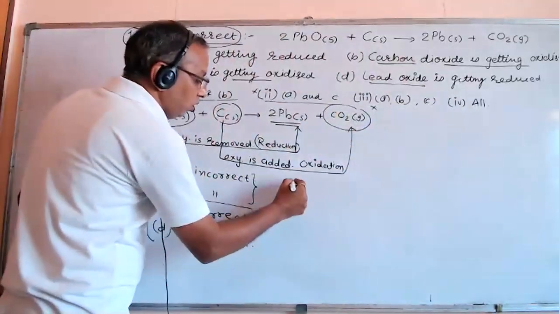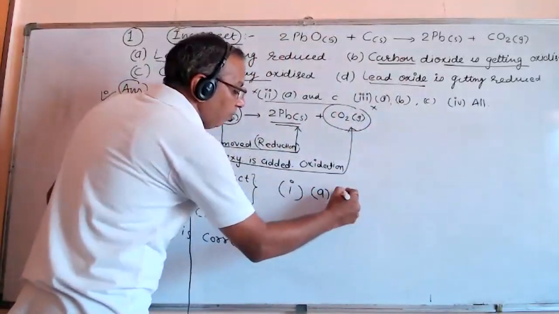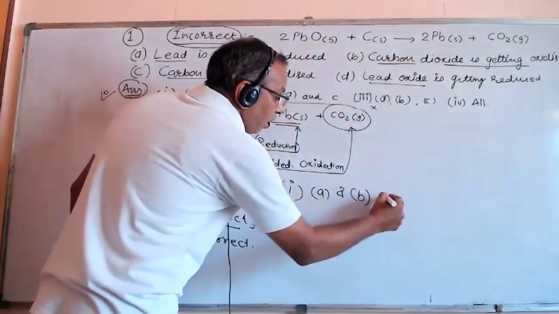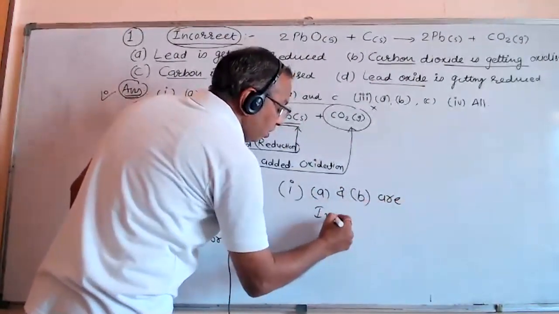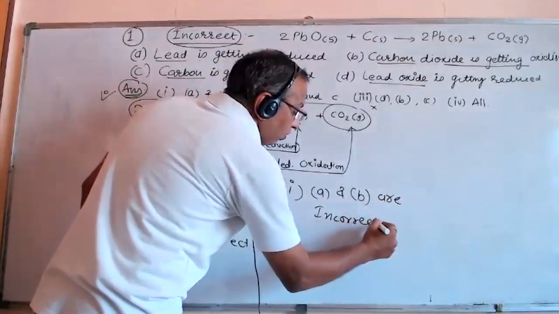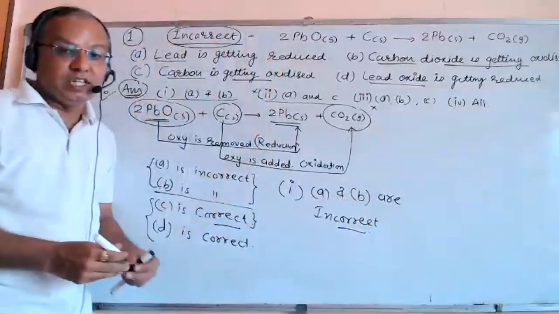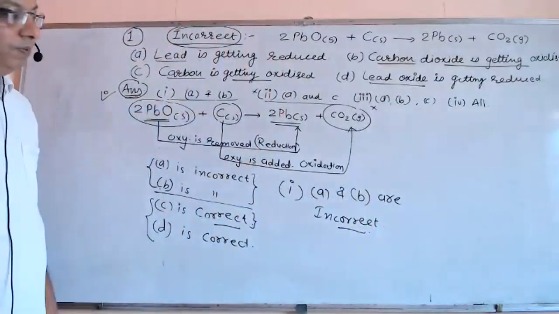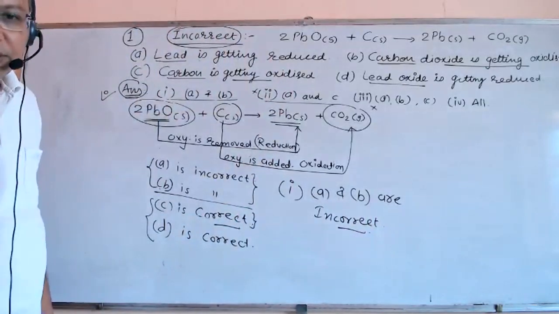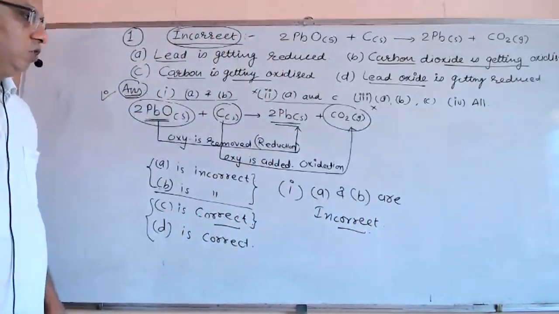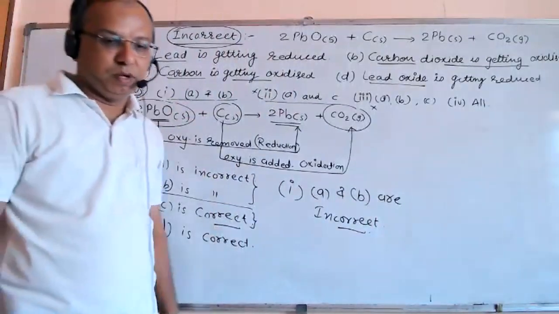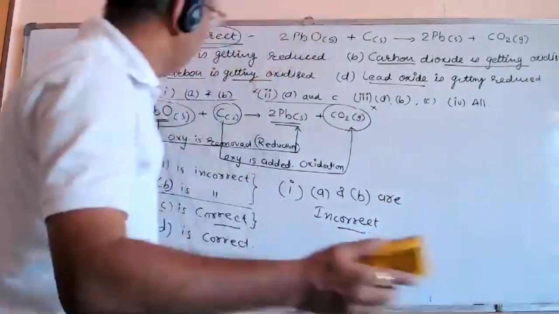So the number one, A and B are, friends, incorrect. This is the correct answer. Number one is the correct answer, friends. So this is about question number one. Let's go for the next question.